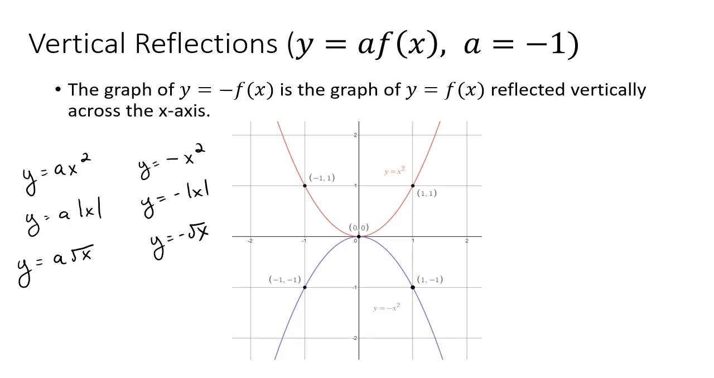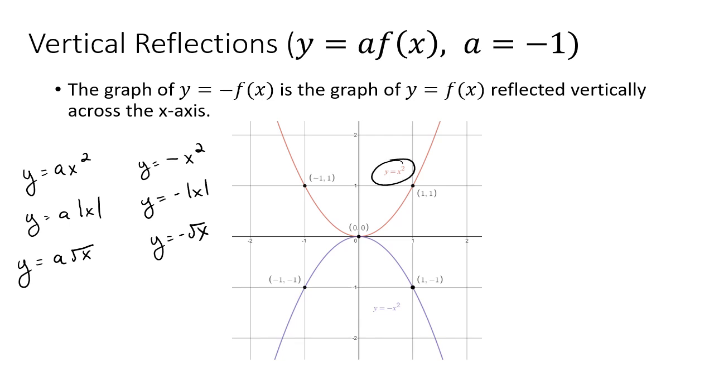Well, think about what would happen. If you took all of your y values and you multiplied them by negative 1, they would have the same magnitude, just a different sign. So a y value of positive 1 would flip and become a y value of negative 1. And so what effect that has is it takes your graph and it reflects it vertically. It gets mirrored across the x-axis.